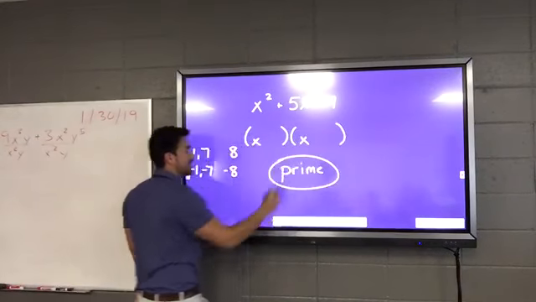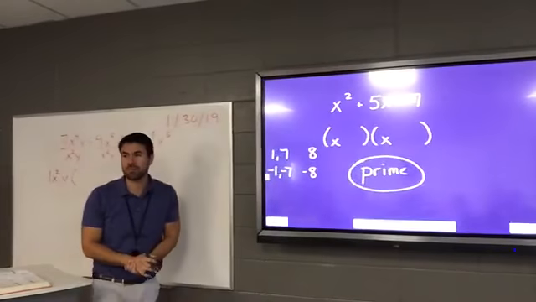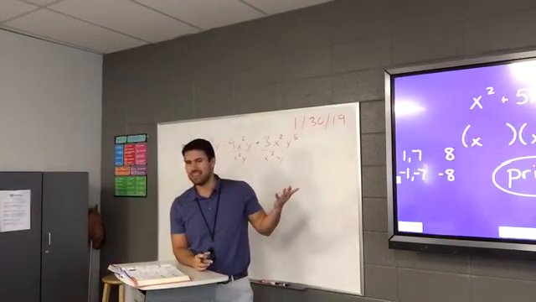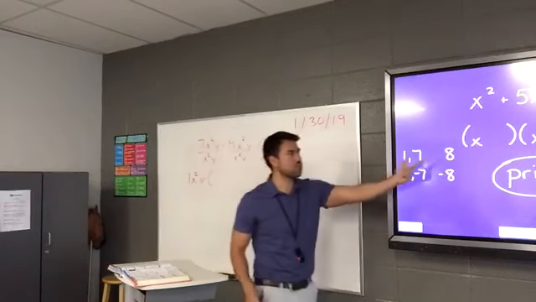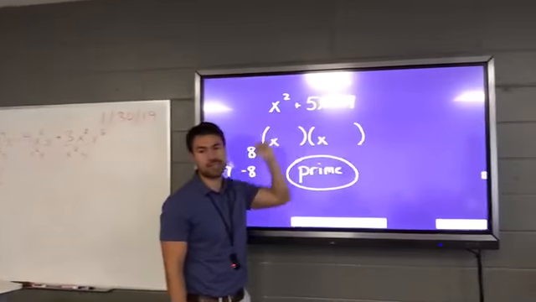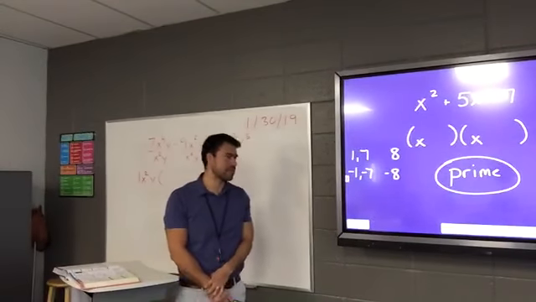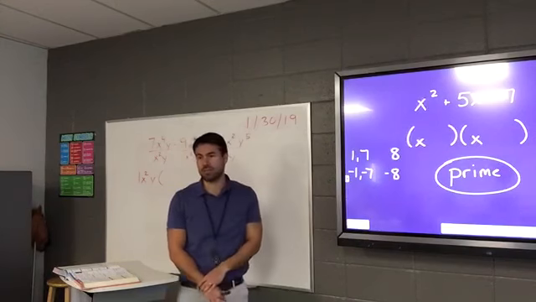Prime. It cannot be factored anymore. Prime. Did anyone come up with one and you thought, wait, I had it? That happens, by the way. Just check it. Just use your FOIL and you realize, oh man, it doesn't give me 5x in the middle. So you try something else. And if nothing else works, it's got to be prime.